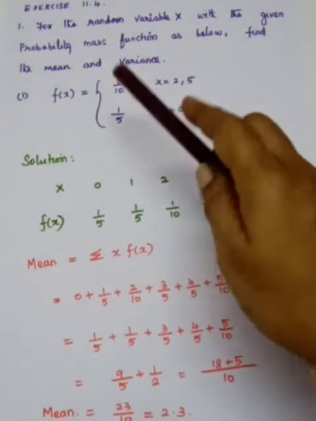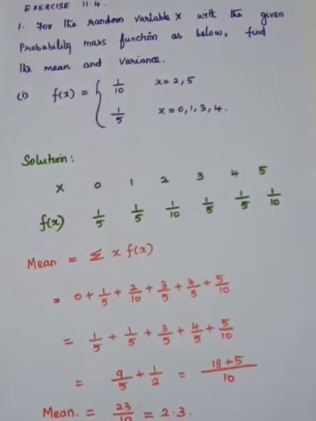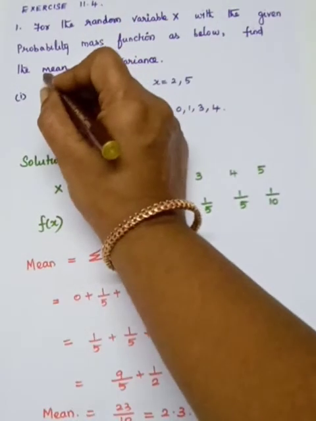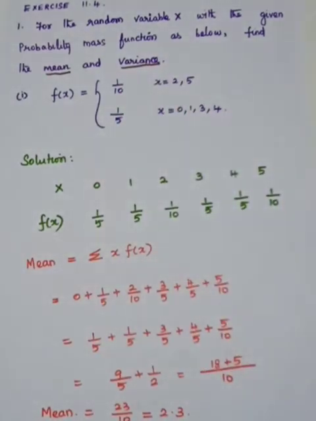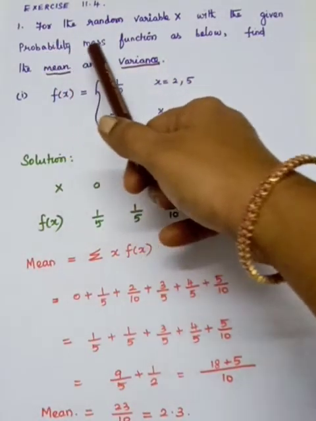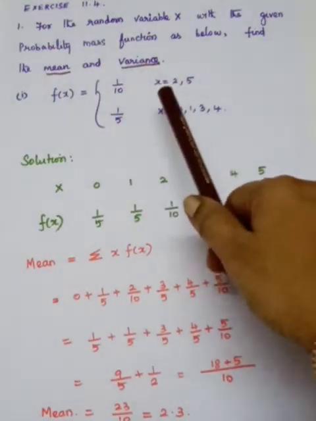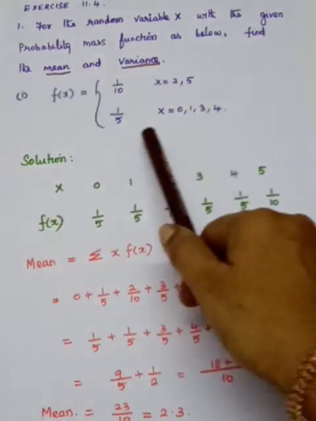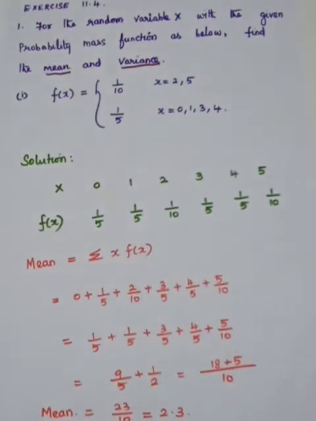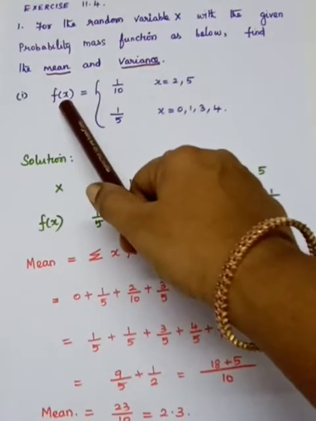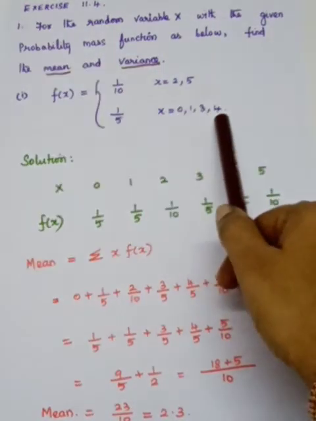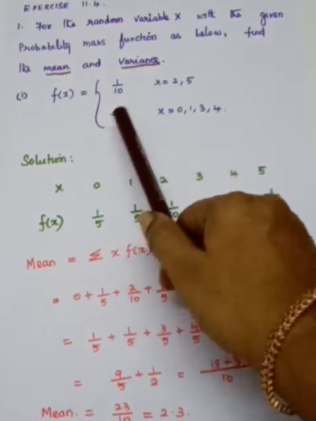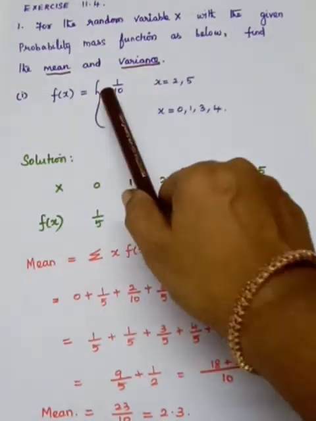Okay, see what you have to find. Read the question: mean and the variance. So mean is E of x and the variance is variance of x, that is sigma squared. What is given is a probability mass function. You look at the function, it has two answers for f of x. One is x equal to 0, 1, 3, 4, for that it is 1 by 5. When x is equal to 2 and 5, it is 1 by 10.